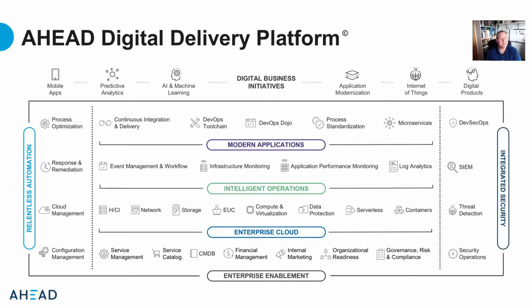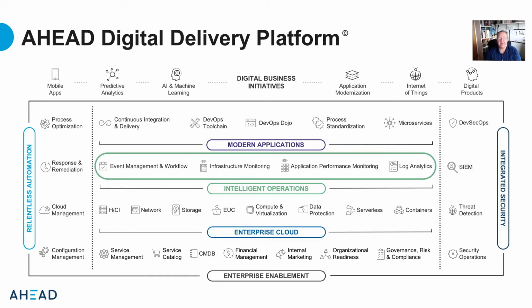So in terms of where we are in the digital delivery platform, you can see right here, it's the intelligent operations activities, which is focused on, in this case, application performance monitoring, again, AppDynamics, event management and workflow, which will be the BigPanda ServiceNow combination. And then, as I mentioned, ServiceNow here for the service management and a little bit of the service catalog.